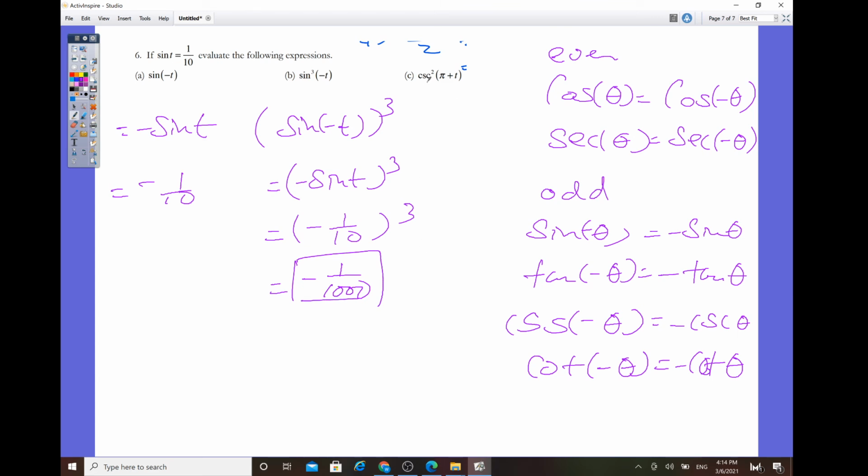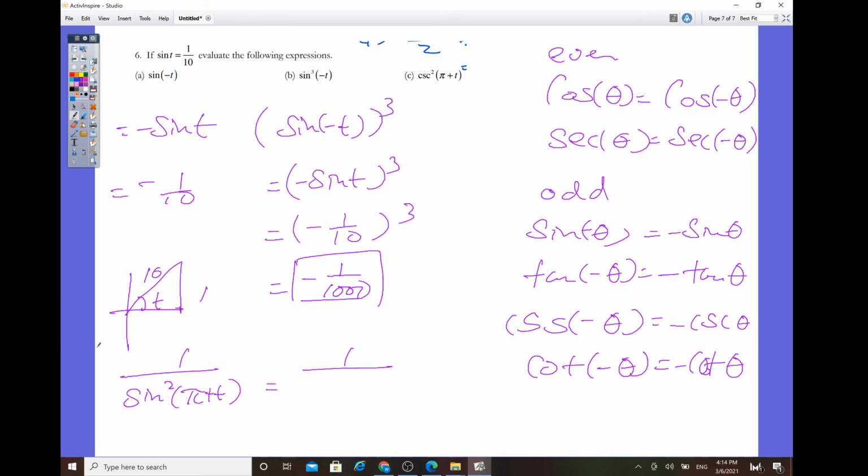And then what about cosecant squared of pi plus t? So t, well this one, sine of t is in the first quadrant. So 1/10, so that shows opposite over hypotenuse. So cosecant is just the reciprocal of sine. So this one can be written as 1 over sine squared of pi plus t. So pi plus t, that means we're going all the way down to quadrant 3.